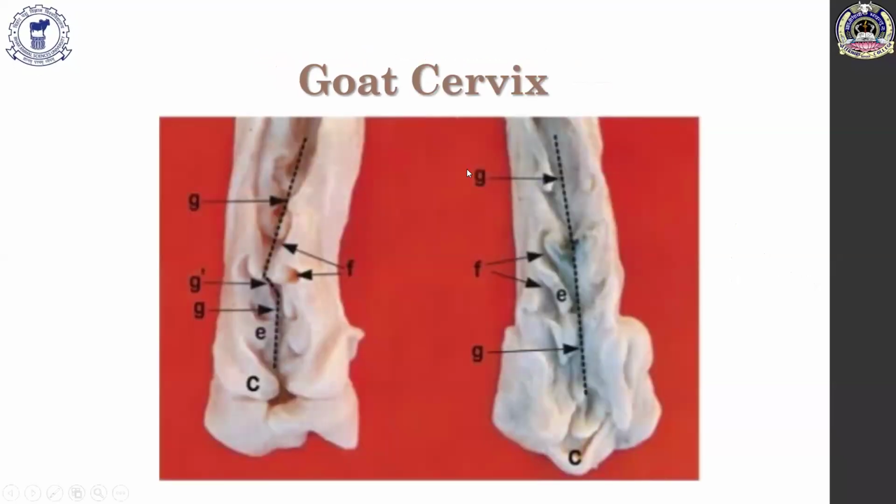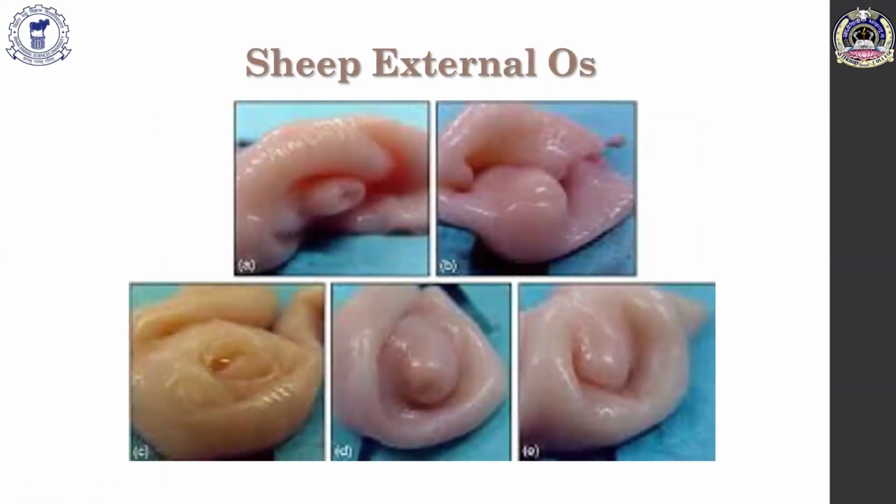When we talk about the cervix of goat, we can see it is a long muscular structure. We can find some star shape, some duckbill, some crescent, some spiral or cluster or bump shape in this cervix. So the cervix is a little more advanced in goats, but in sheep it is more advanced than goats. This is the external os of sheep.